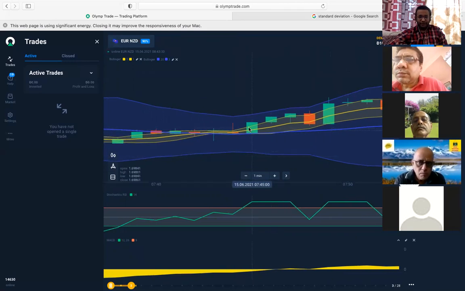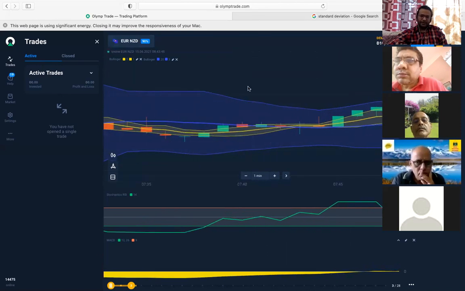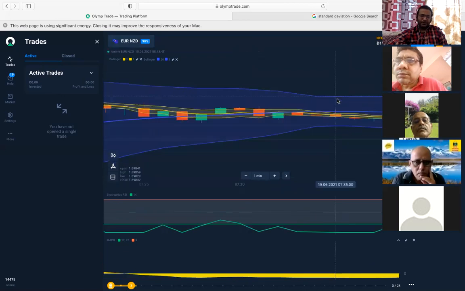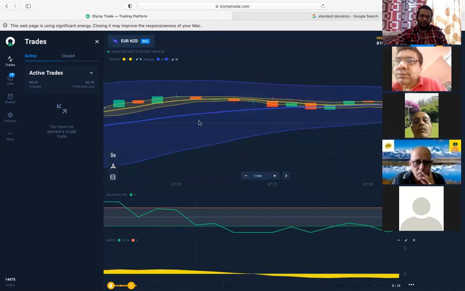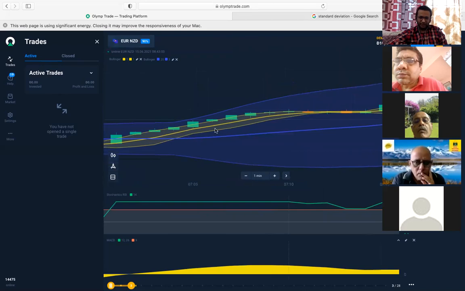Here you would have definitely won, right? Because histogram is sloping upwards. Stochastic has gone up. So 1 minute, 2 minutes. So you would have won here. Okay. You have to remember the close of the candle has to go beyond standard deviation 1. Okay. Look at here also.